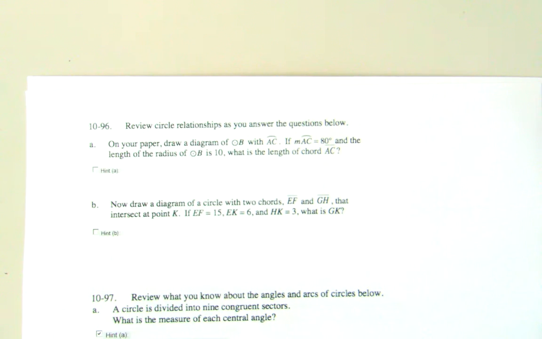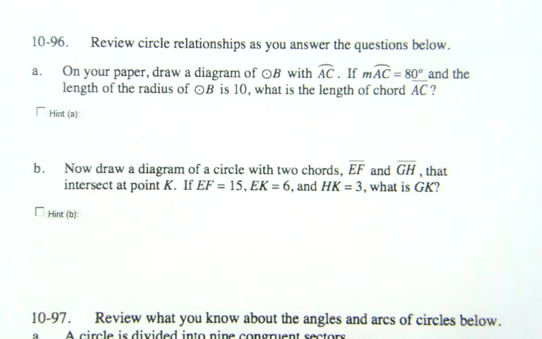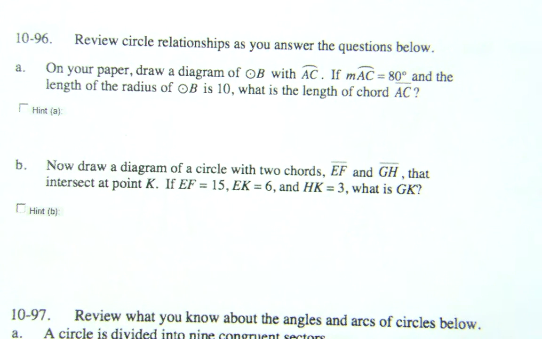All right, number 96. Okay, this is going to be a little weird. Review circle relationships as you answer the following questions. On graph paper, draw a diagram of circle B with arc AC. If arc AC is 80 degrees and the length of the radius is 10, what's the length of the chord? Okay, so this is like the pizza slice.